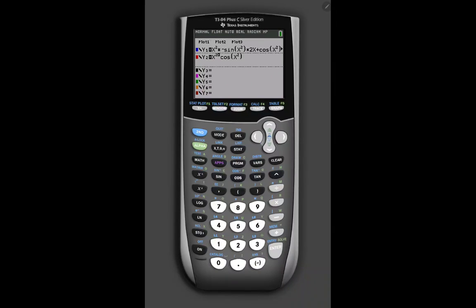Now I'm going to unhighlight the second one. To do that, I went on to the equal sign and hit enter, and it made it so it's not bold anymore. What that does is it makes it so it's only graphing my y1 at the moment. Okay, I'm going to hit zoom, and then zoom decimal. I like zoom decimal.